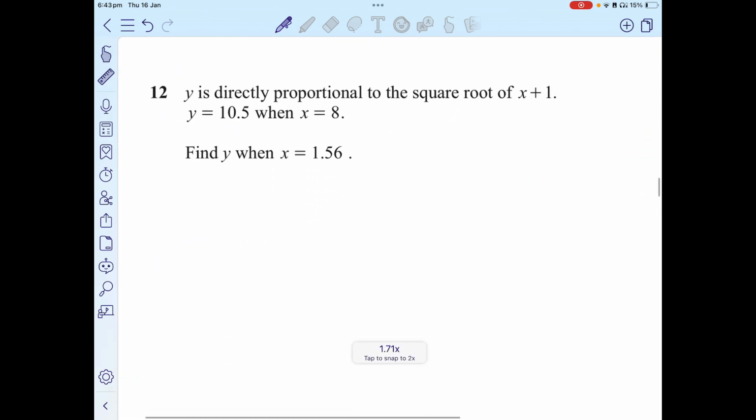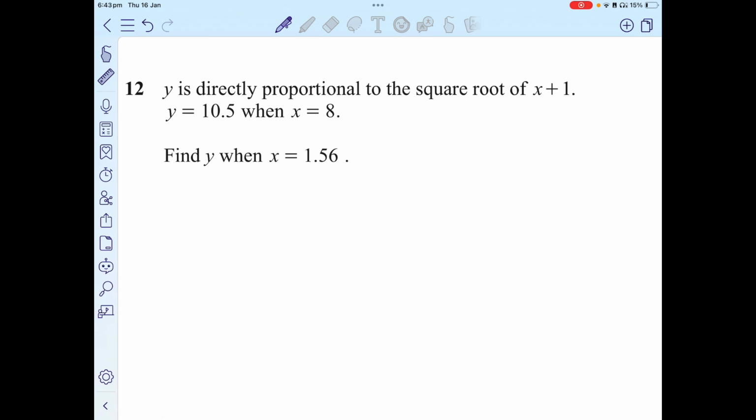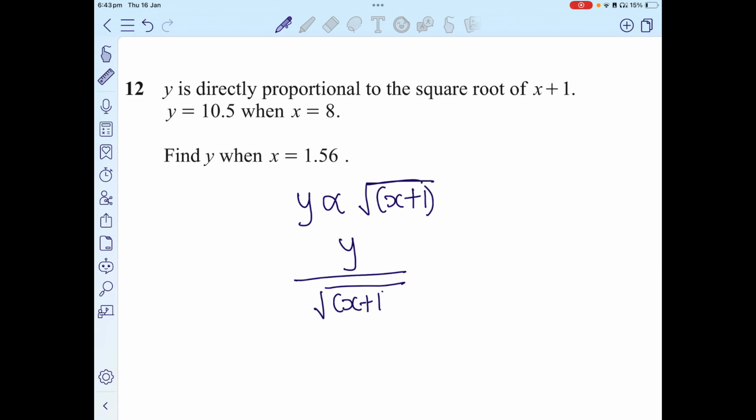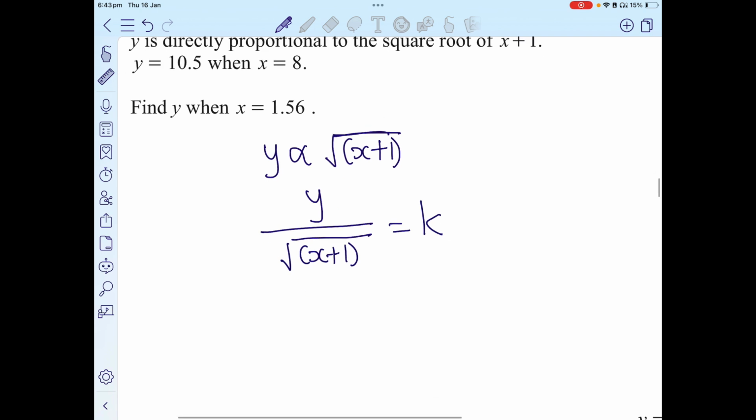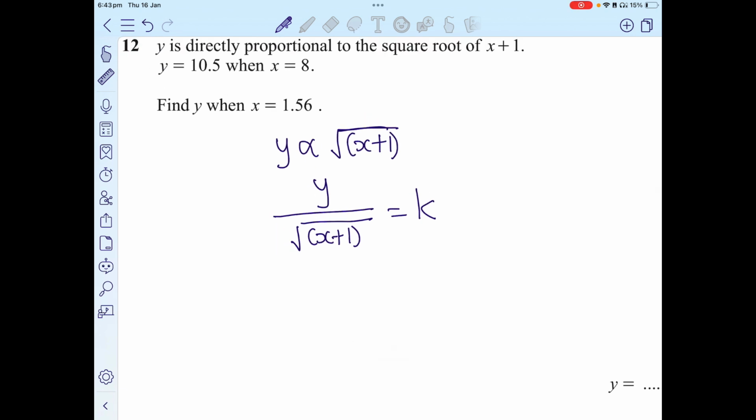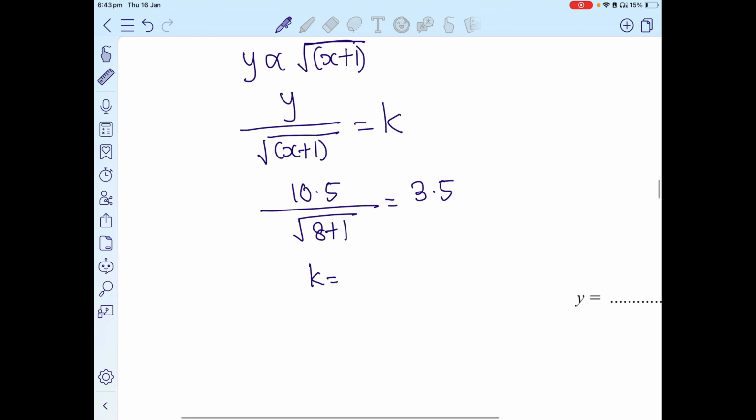Moving on to the next question, it says that y is directly proportional to the square root of x plus 1. So we have y is proportional to the square root, be careful with that, x plus 1. So we can say that y over square root of x plus 1 would basically be a constant. Now we have to find the value of this constant, right? So y is going to be 10.5, and over the root of 8 plus 1 is going to be 9, and root of 9 is 3. So what I'm going to do is 10.5 divided by 3, which gives me 3.5. So I know that the value of k is going to be 3.5.